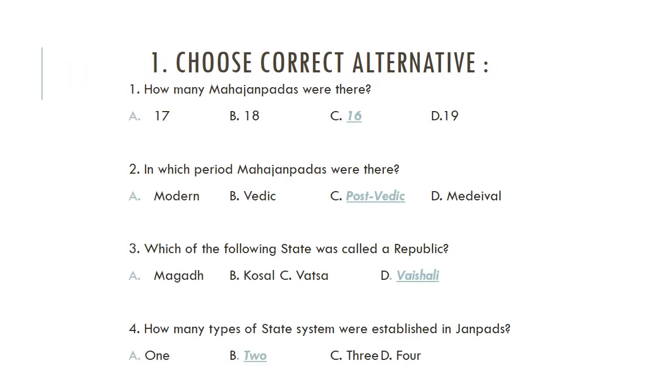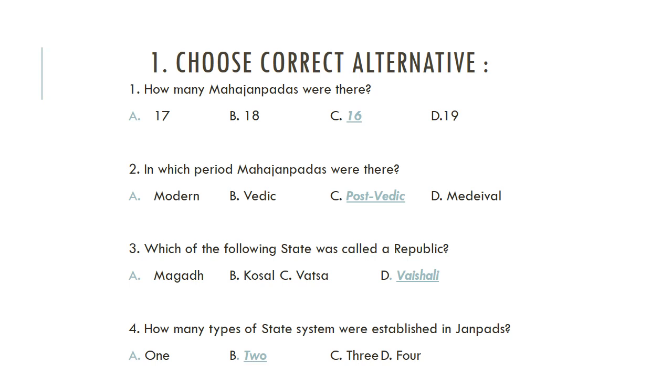Exercise 1. Choose the correct alternative and write the correct answer. First, how many Mahajanpads were there? A 17, B 18, C 16, D 19. We know there are 16 Mahajanpads.